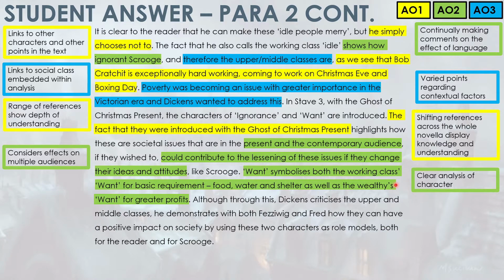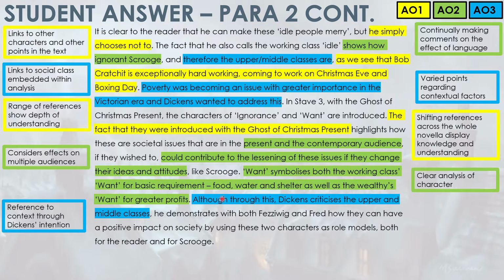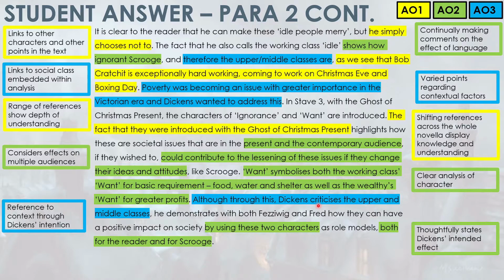So this person has decided not to talk about ignorance because it doesn't link to the theme of greed as well as want does. And that's very helpful because it's not just someone who's shoving in every single point they can think of, it's somebody who is building an idea through their essay. Again, we have a bit more context and link to Dickens' intention. And then as well at the end, we've got how Dickens' intended effect returns the reader and Scrooge, putting the characters together as role models.